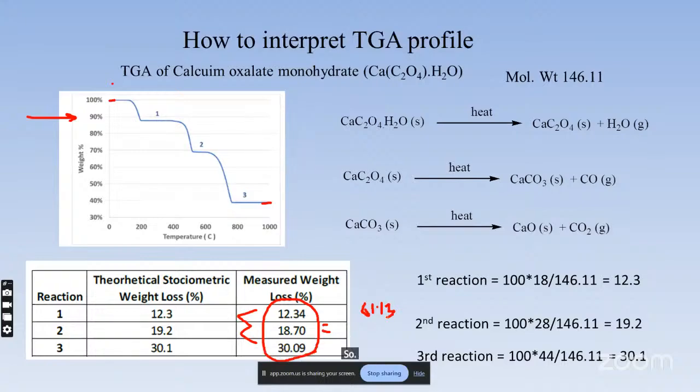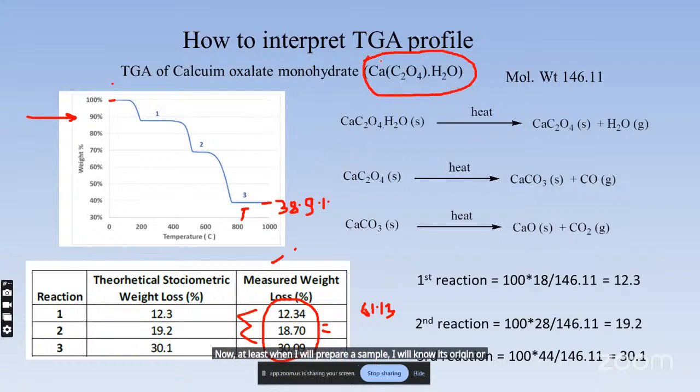So how much weight is remaining, that you calculate. Subtract it from 100, and you will find that the weight remaining is 38.87. I will write it as 38.9% weight remaining after heating the sample up to 800 centigrade. Now, at least when I prepare a sample, I will know its origin or the elements present in it. Then and only then I will go for TG-DTA.